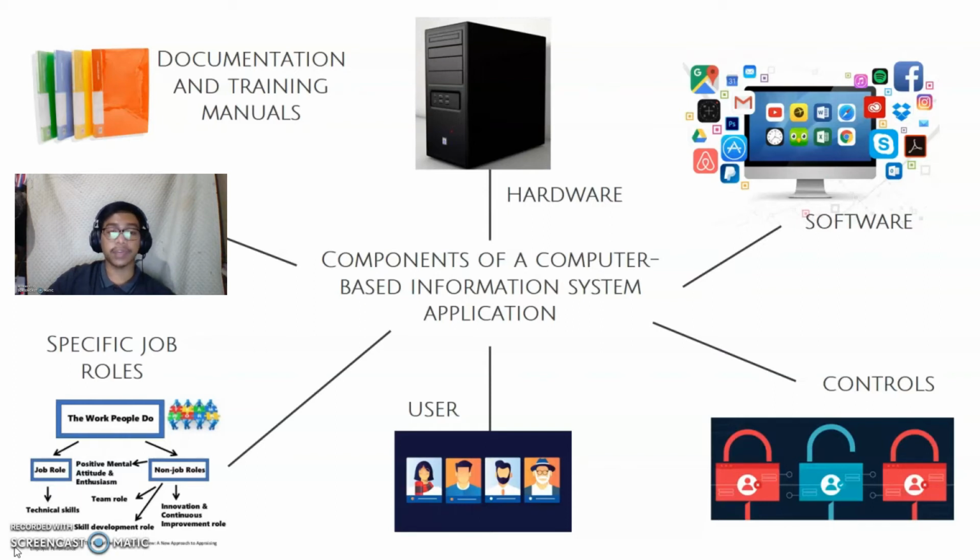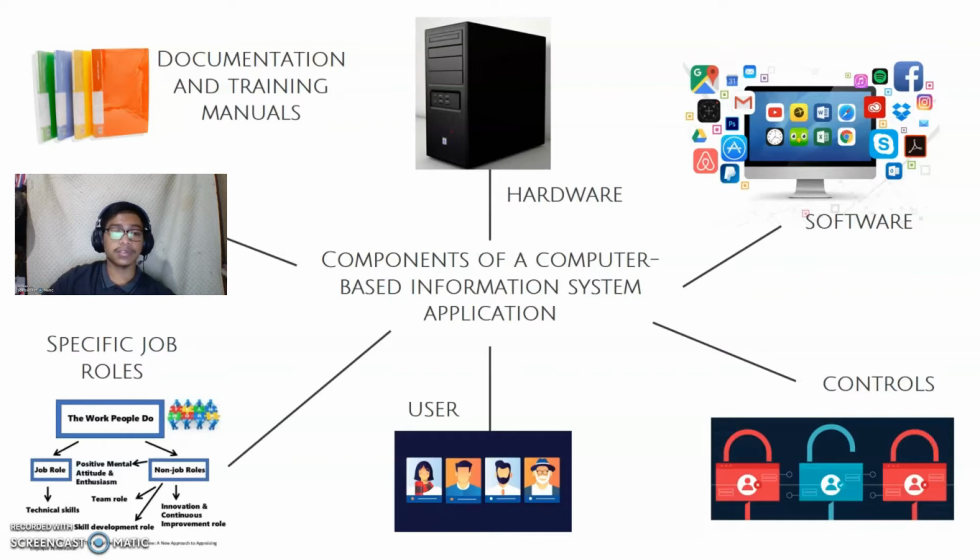Next one is software. Software is the programs and routines for a computer or the program material for an electronic device which make it run. Third is controls. A control system manages commands, directs, or regulates the behavior of other devices or systems. It also manages the security of a system.